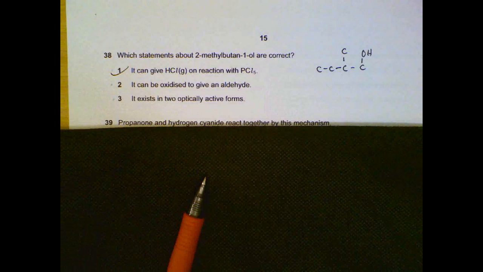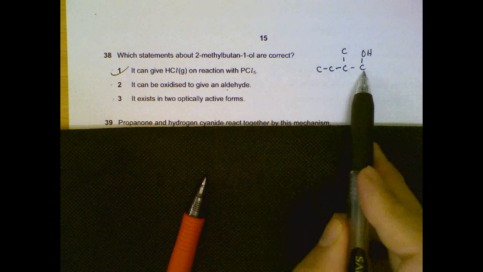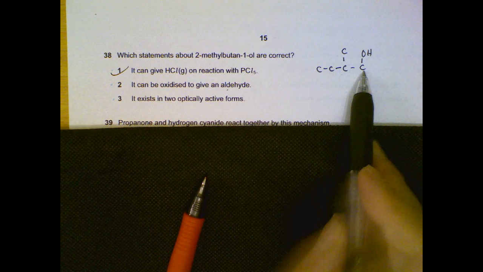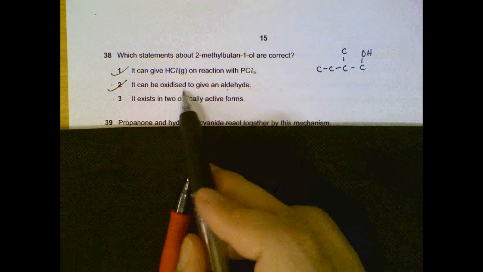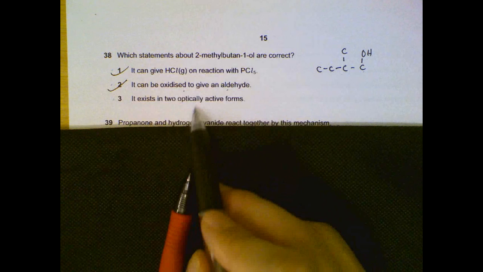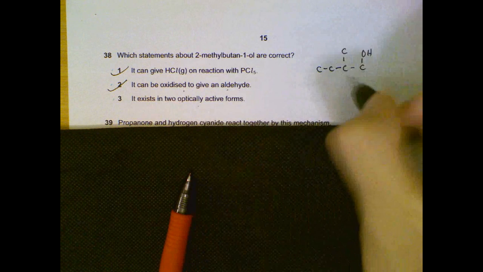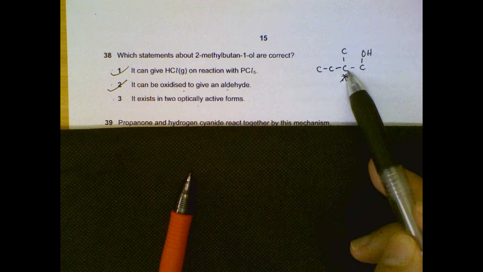It can be oxidized to form aldehyde. This is a primary alcohol, so it can be oxidized and distilled to form an aldehyde, right, using acidified dichromate. 2 optically active forms. There is a chiral carbon here, so it can have optical isomers.